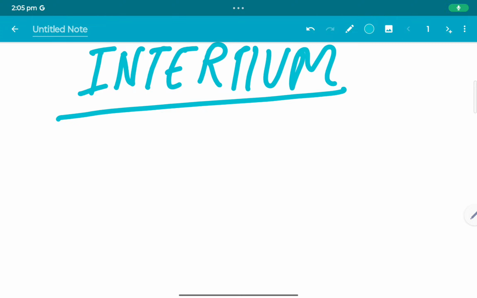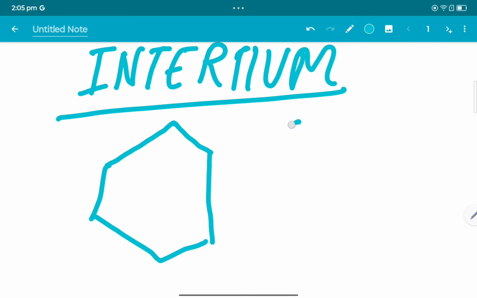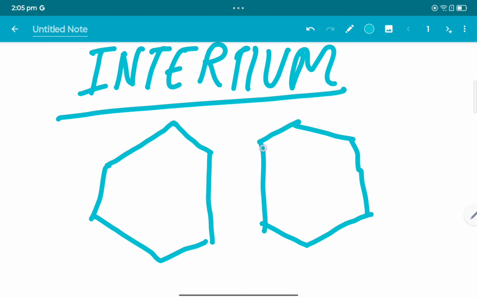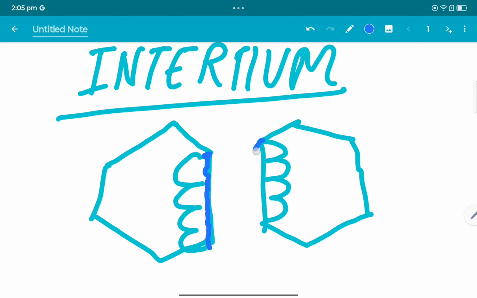So what is this interstitium? Interstitium is the space between the alveoli. Suppose you have two adjacent alveoli, and suppose this is the alveolar epithelial cell, and this is the basement membrane of the alveoli.